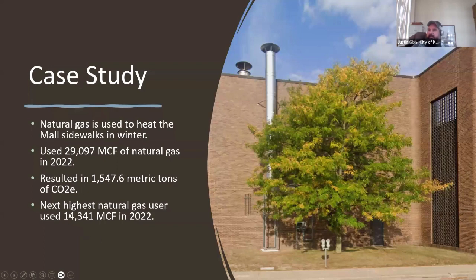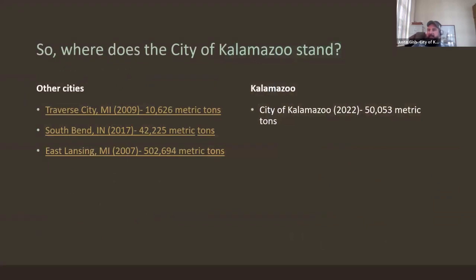The next highest natural gas user is 14,341 metric cubic feet, so about half of what this facility uses to heat sidewalks. And the next highest user is the wastewater treatment plant. So that explains that. Looking at other cities, Traverse City here, about 10,000 metric tons. South Bend, right around 42,000 metric tons. East Lansing, I hope they put a comma or a decimal point in the wrong spot, but they're at 502,694 metric tons. Looking at their report briefly, they also do a lot of wastewater treatment, so it's because of that.